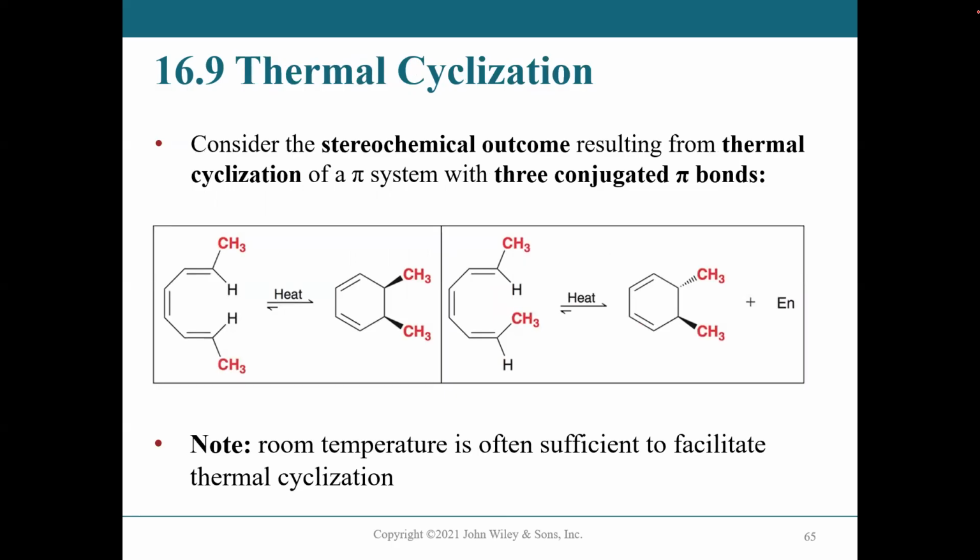So it says, consider the stereochemical outcome resulting from the thermocyclization of a pi system with 3 conjugated pi bonds. You can see in one situation we have the substituents both pointing up. In the other situation, we get both enantiomers. So room temperature is often sufficient to facilitate thermocyclization.